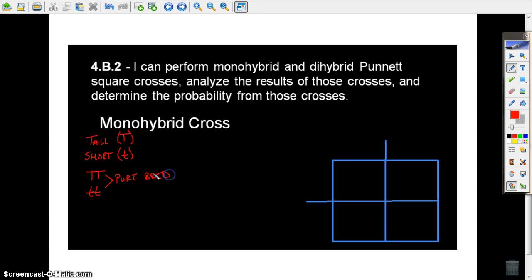All right, homozygous. Or we could be a hybrid. Big T, little t, one allele of each. So this is a hybrid or heterozygous. Hetero meaning different.